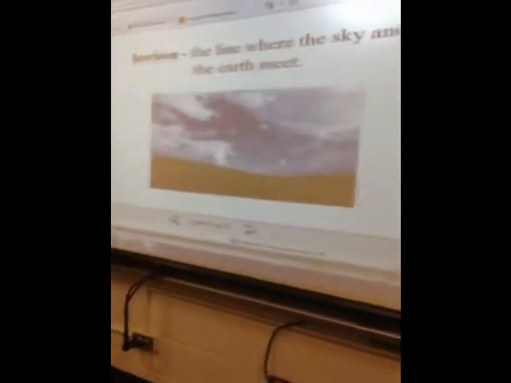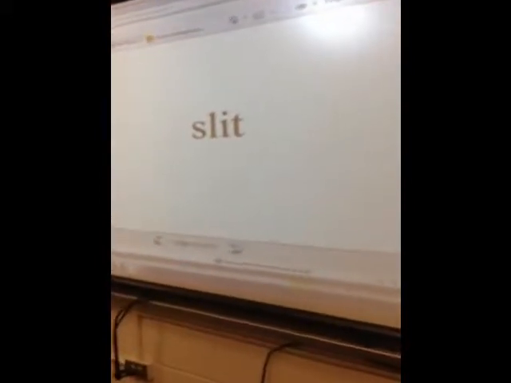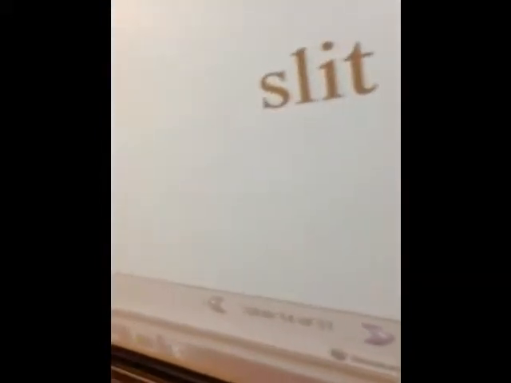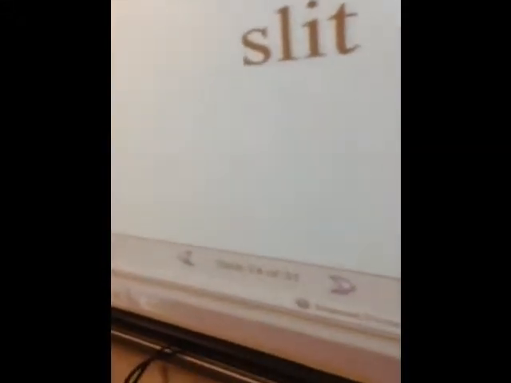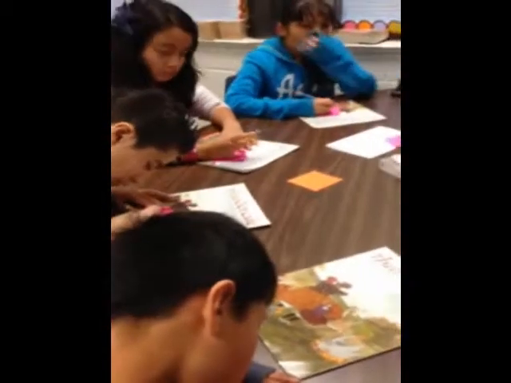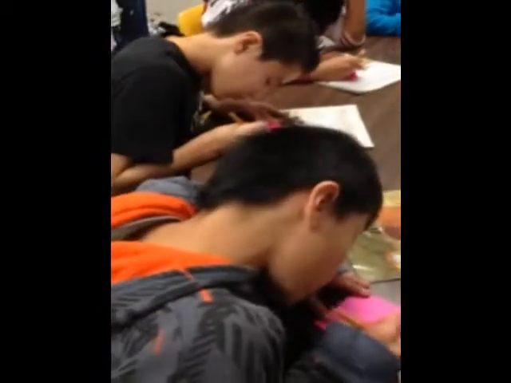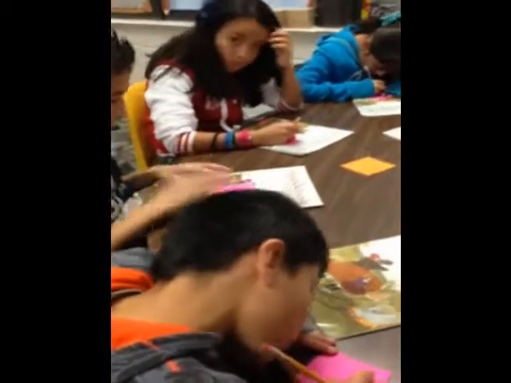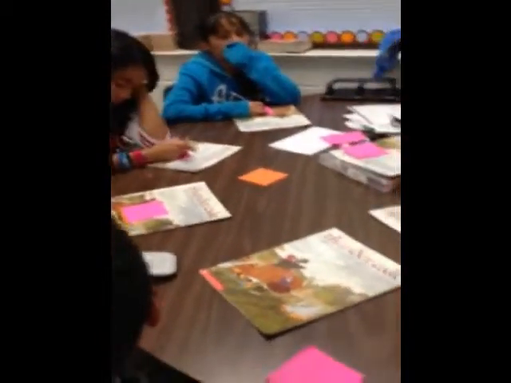Another word I want us to go over is slit. What is this? What does it mean, slit? What is that? Write down what you think it means. Alright guys, you got that one pretty quick. What do you think slit means? Cut something. Perfect. To cut something through.